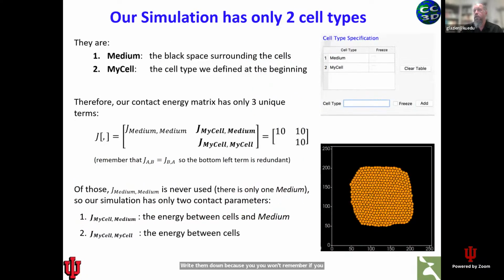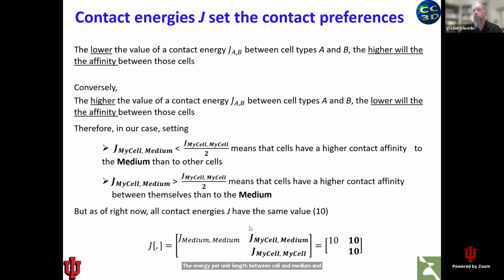All right. So let's actually now work with this a little bit. We have two cell types, medium and micelle. Two cell energies, cell medium and cell micelle. Remember, as it was talked about before, JAB is equal to JBA, so we don't need to write that bottom corner. And medium never does anything. So we have two energies, the energy per unit length between cell and medium, and the energy per unit length between cell and cell.